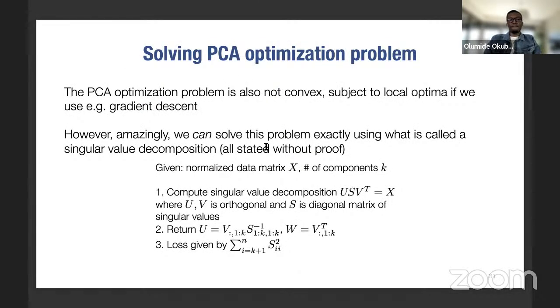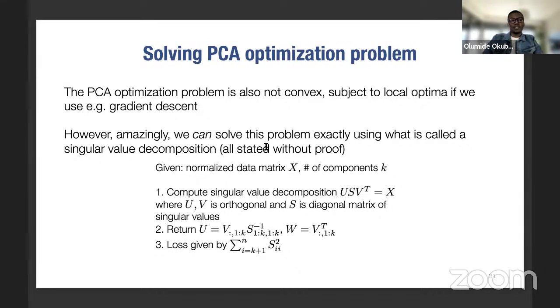All right. PCA optimization is not convex, as you will see. It's very difficult to get convexity in unsupervised learning because you need labels to have a closed form solution.